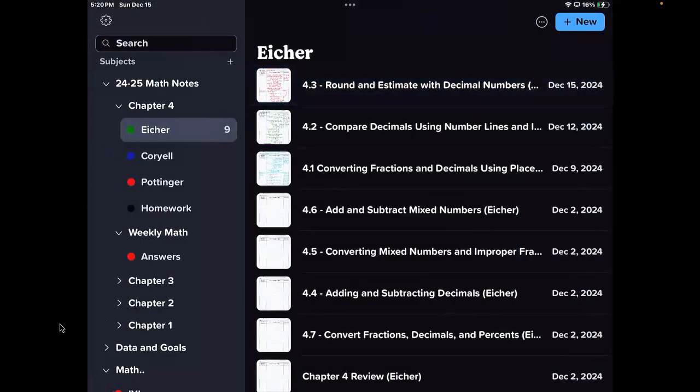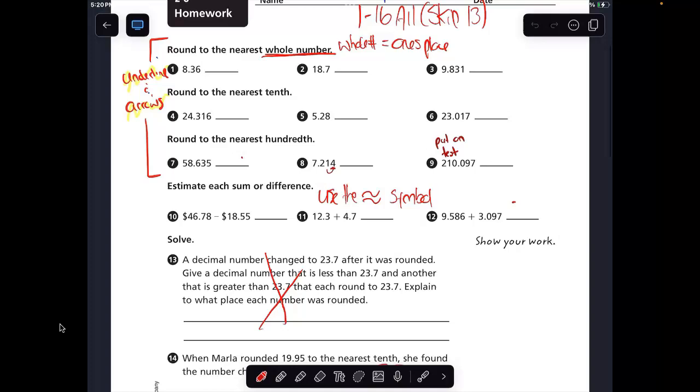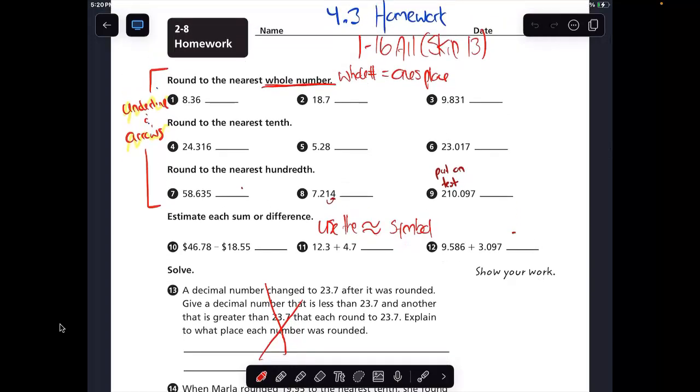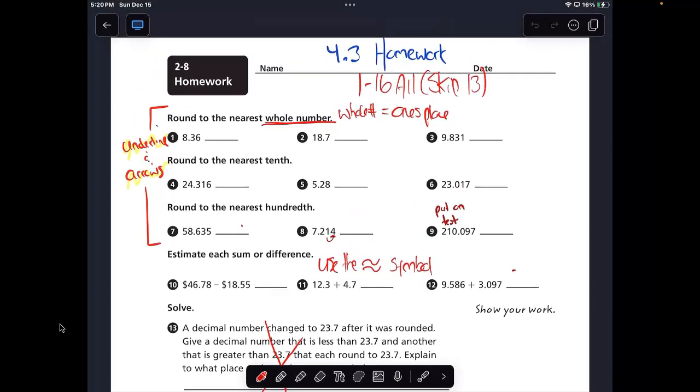Assignment, here we go. The assignment looks like this, 4.3 homework. Get a piece of paper out and a pencil, and make sure you write down your title, 4.3 homework. We're going to do 1 through 16 all, but you can skip 13. This is your title, right there at the top of your paper.